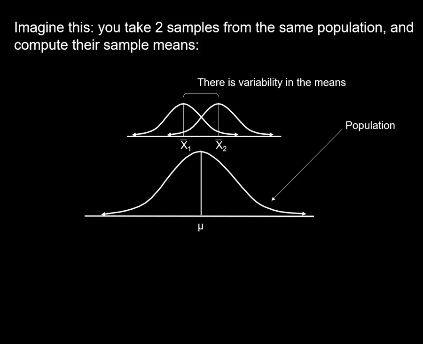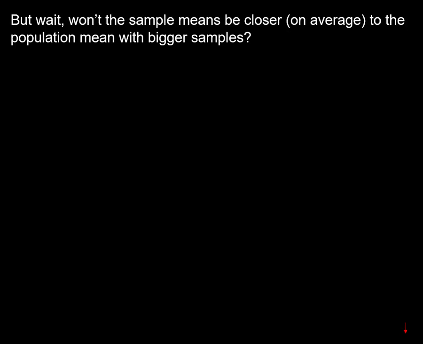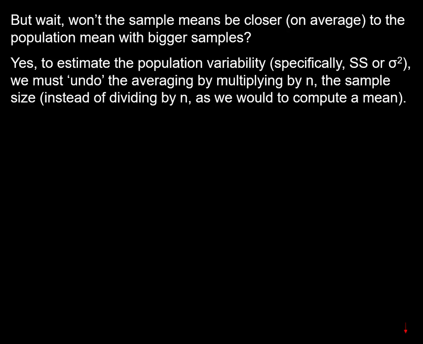Now, there is a little bit of a caveat to that. Won't the sample means be closer on average to the population mean with bigger samples? Well, of course they will. So to estimate population variability, and I'm using variability just in reference to the fact that all the numbers aren't the same, and of course we have specific measures of variability, like the sums of squares or the variance or the standard deviation. So to estimate the population variability, we have to undo the averaging that goes into the sample by multiplying by n, the sample size, how big our sample is. So instead of dividing by n like we do when we compute the mean, we're multiplying by n to undo that averaging to put our estimate of variability back into terms of the variability of the population.